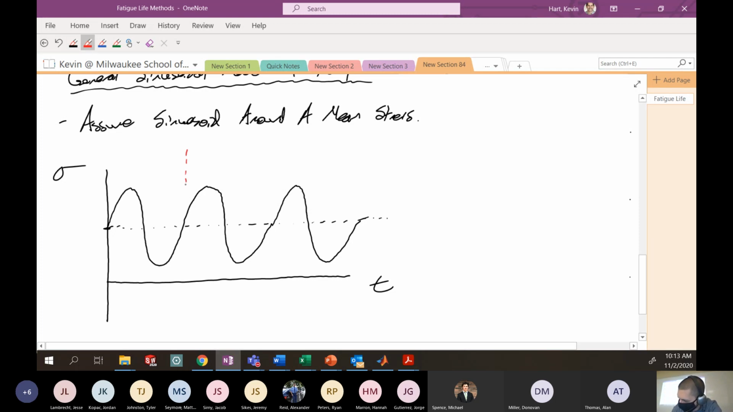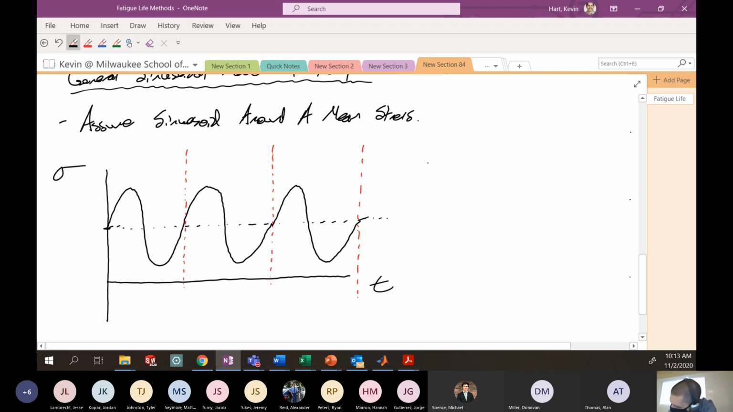We could break this up a little bit further and see that it's a repeating sinusoid. If we're going to apply this cyclic stress over and over and over, you might want to segregate this into repeating segments. It looks something like that. Okay, so let's put some general definitions to this.